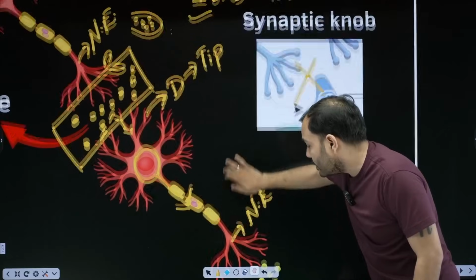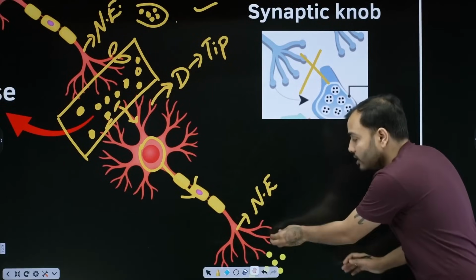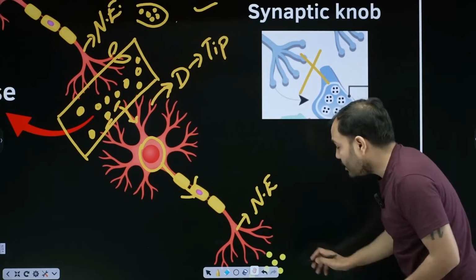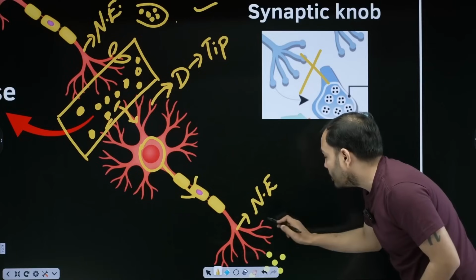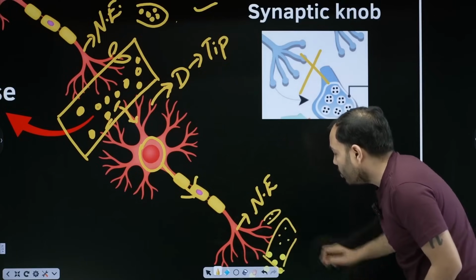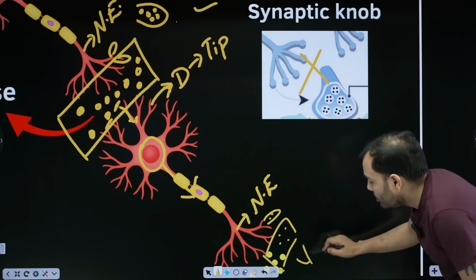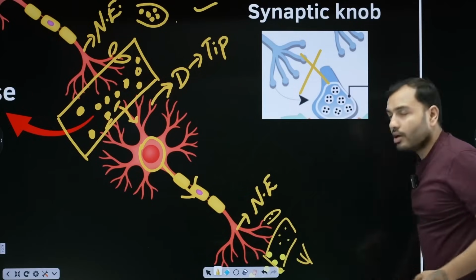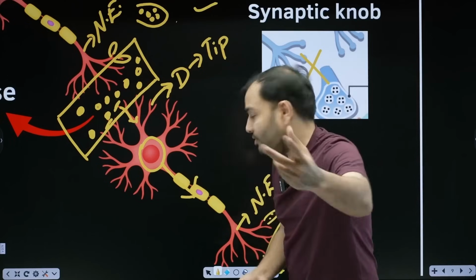After this, what will happen? Again a gap will form. Now the next neuron, what will it do? Its nerve ending will also have a knob type of structure, and chemical will be filled in it. So chemical will be released. And who will grab this chemical? Ahead of this, there will be a dendrite of the next neuron. And in this way, the signal keeps traveling forward.